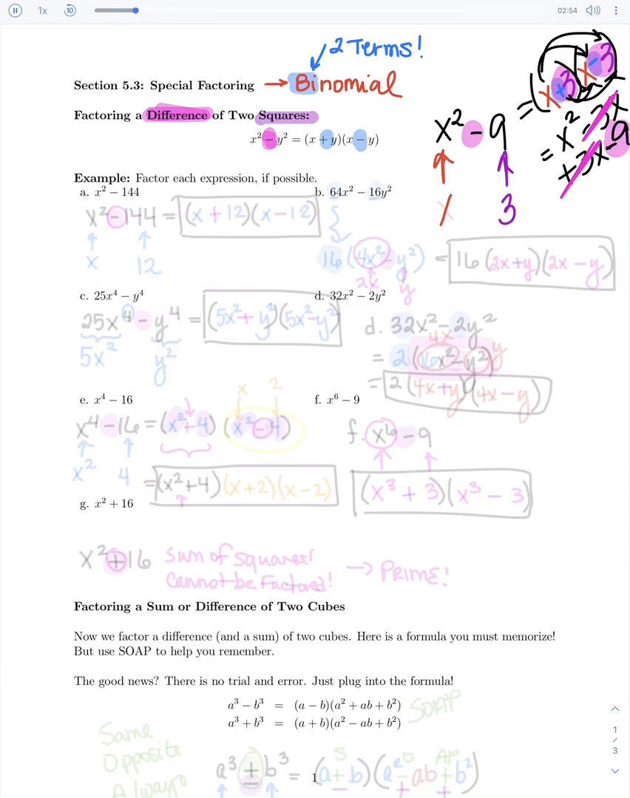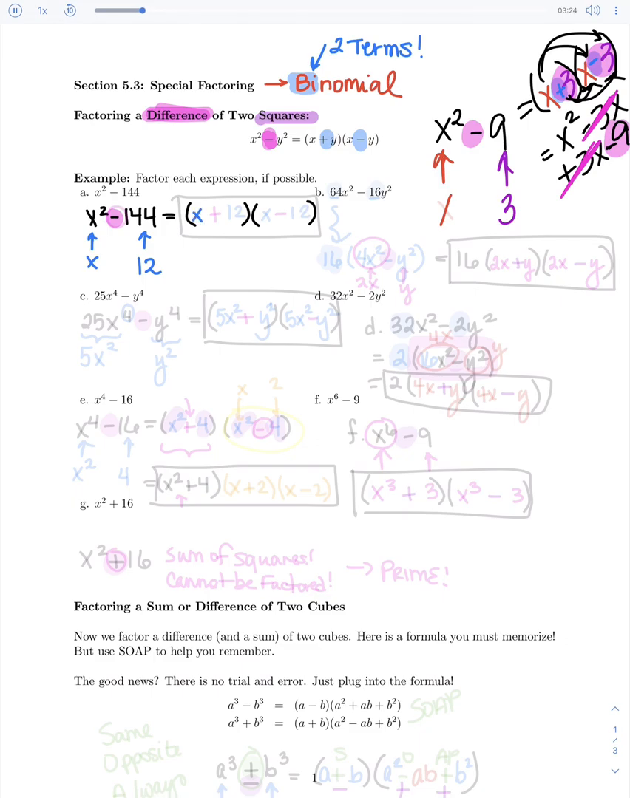Let's take a look at A. In A, we've got x squared minus 144. Again, this is set up for being squares because we do have a difference, or a minus sign, in the middle. The question is, what is squared in each piece? We've got an x that's squared in the first piece, and what do we square to get 144? Just a 12.